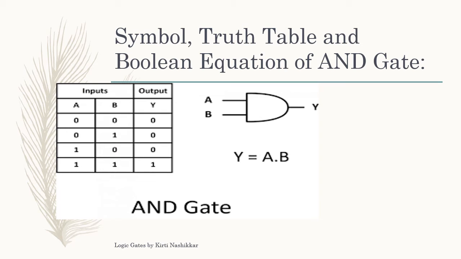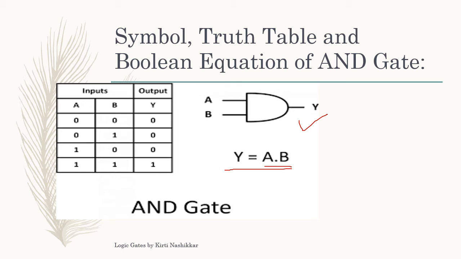Now this is the symbol, truth table and Boolean equation of AND gate. Symbol is this one. Here we are taking the symbol of a 2 input AND gate only. This is the Boolean equation which represents the output Y in terms of inputs, which is the product of inputs A and B, or we can say we are just taking the multiplication of the 2 inputs. Okay, and this is the truth table.